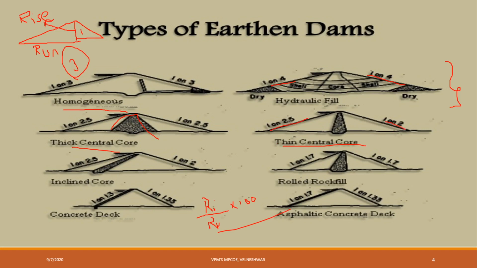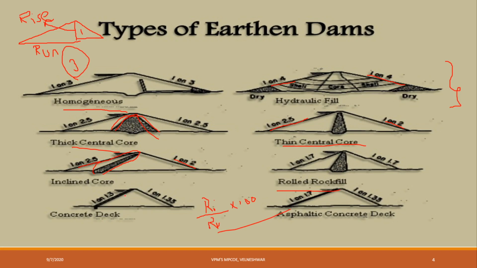Variation is there here. Next, inclined core. Instead of thickness at the center, normally it is a triangular shape, but in this location some inclination will be there. We provide an inclined core to increase the strength of our earthen dam, with maximum thickness exactly at the center portion. The slope is common, 1 in 2.5 and 1 in 2. And this is your rolled rock fill, same here, the center will be there.